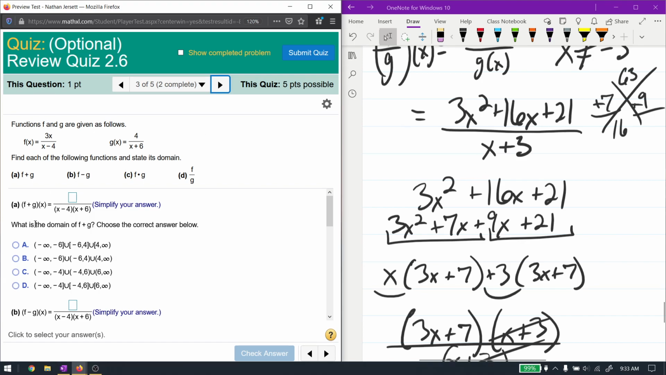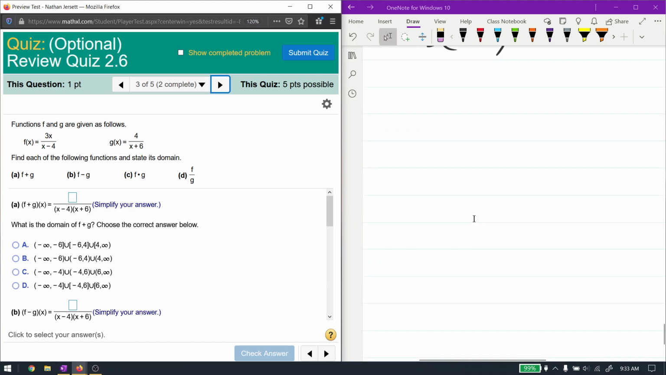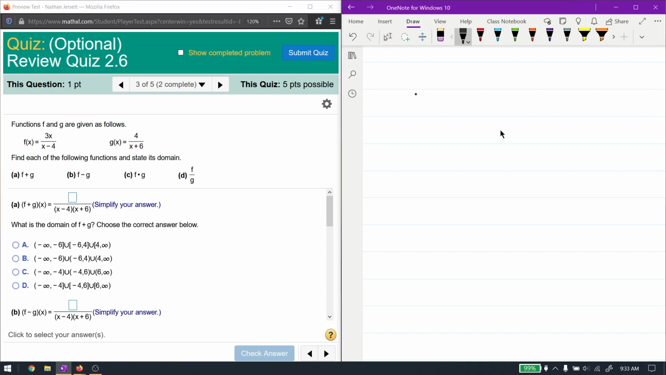All right, this is a very similar problem, except now we have two rational functions that we're going to be doing arithmetic with and seeing how to do it. So for the first one, we have f plus g. We have 3x over x minus 4 plus 4 over x plus 6. Right off the bat, we see x cannot equal 4 or -6. And to add two fractions together, we're going to get common denominators.